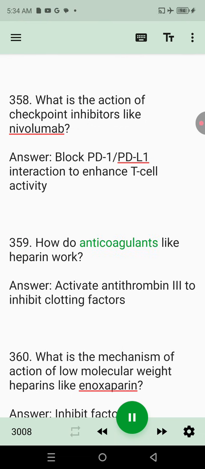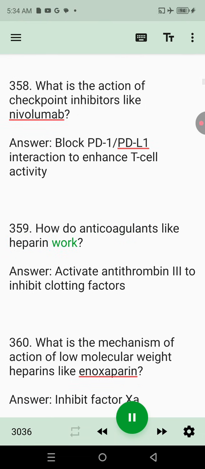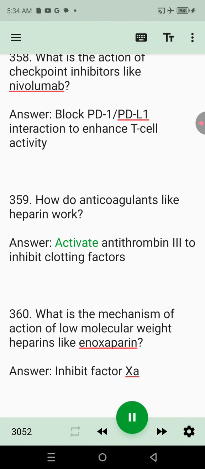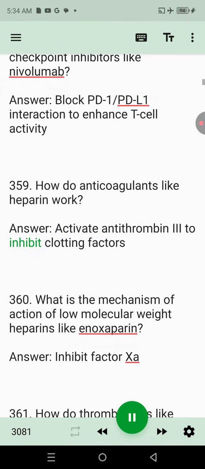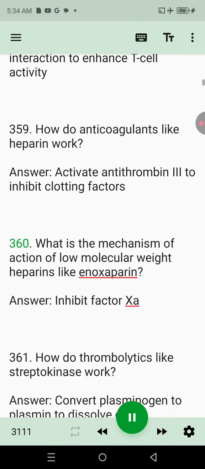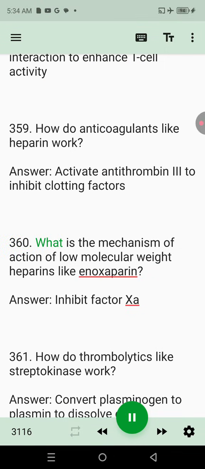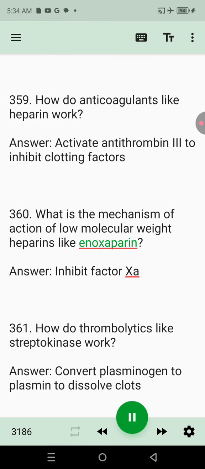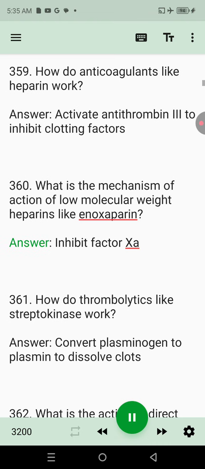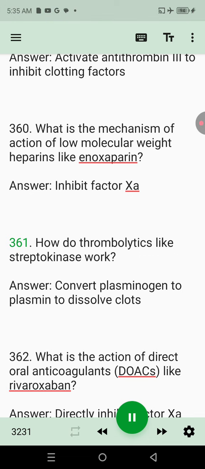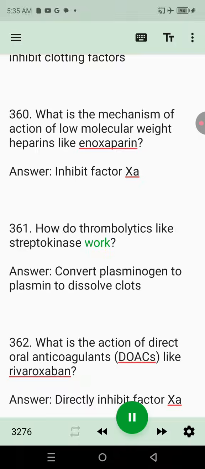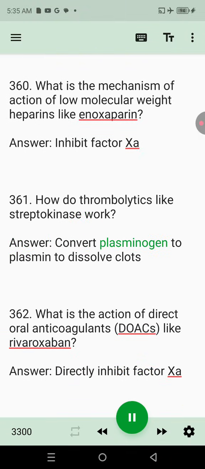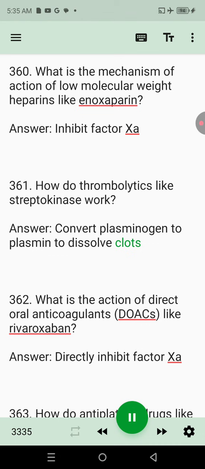359. How do anticoagulants like heparin work? Answer: activate antithrombin 3 to inhibit clotting factors. 360. What is the mechanism of action of low molecular weight heparins like enoxaparin? Answer: inhibit factor Xa. 361. How do thrombolytics like streptokinase work? Answer: convert plasminogen to plasmin to dissolve clots.